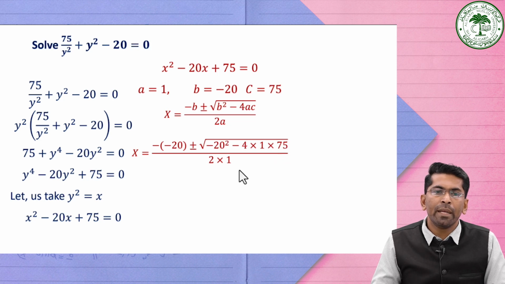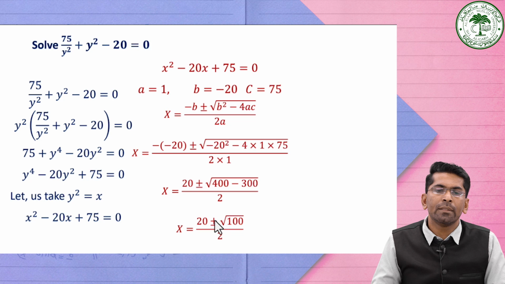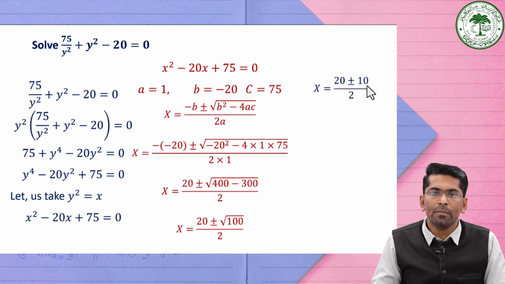If you go for simplifying it, minus minus 20 will become plus 20, plus or minus under root 20 square, which is equal to 400, minus 4 into 1 into 75, which is equal to 300, divided by 2 into 1, which is equal to 2. We can again simplify it. So 20 plus or minus under root 400 minus 300, which will become 100, divided by 2. Then root 100 is nothing but 10. So we can again write x is equal to 20 plus or minus 10 divided by 2.